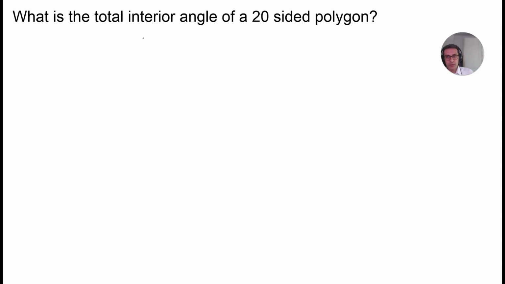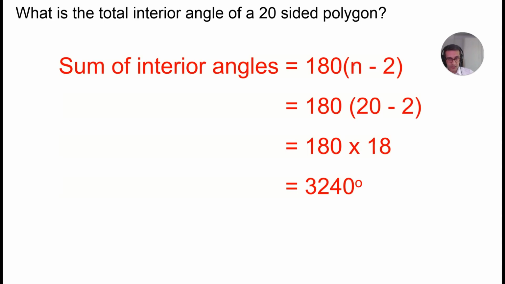Okay, what's the total interior angle of a 20-sided polygon? So using the formula here, 180 times n minus 2 or n minus 2 times 180, your n is just going to be 20, and then you can see that adds up to 3,240 degrees.